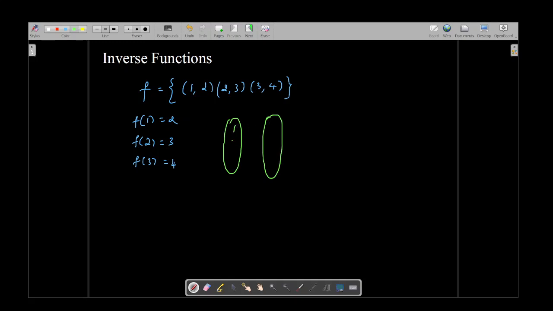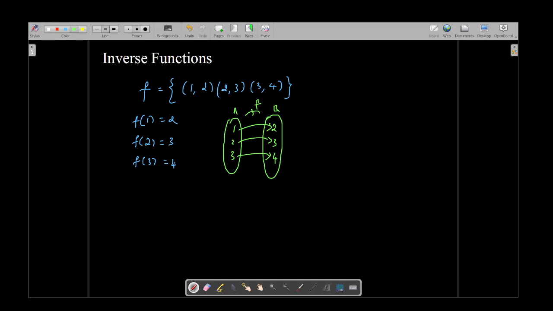Two sets with elements 1, 2, 3, and 2, 3, 4 are related like this. If this is set A and this is set B, and there is a function like this which is f, this is the straight function, f of x. And what is f inverse of x?